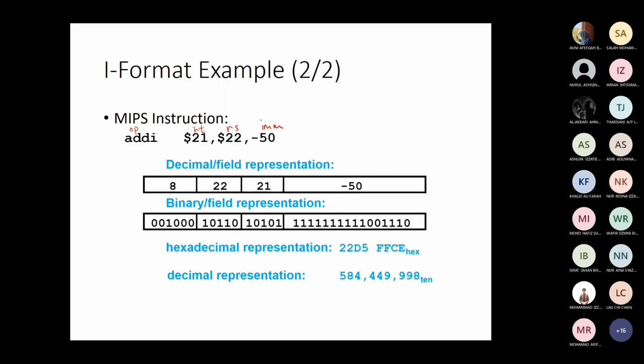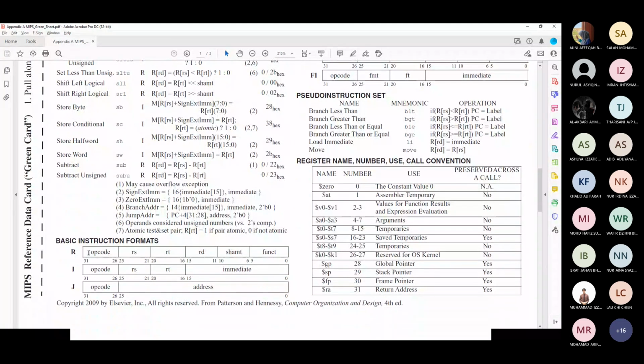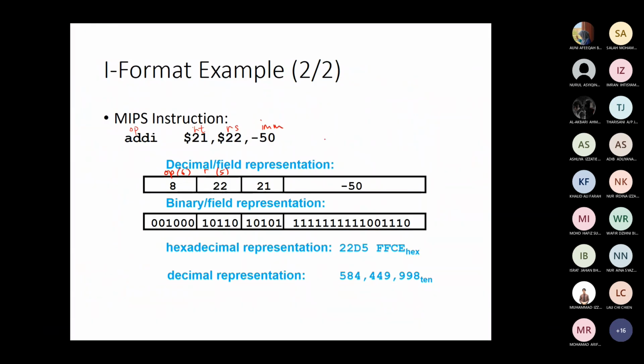And then put it inside the fields. This is the opcode of 6 bits. This is 5 bits of RS, RS in 5 bits, RT in 5 bits, and then this is immediate in 16 bits. You can't remember? Look back down. So you put back the values that we have determined: opcode is 8, RS is 22, RT is 21, and your immediate is negative 50.